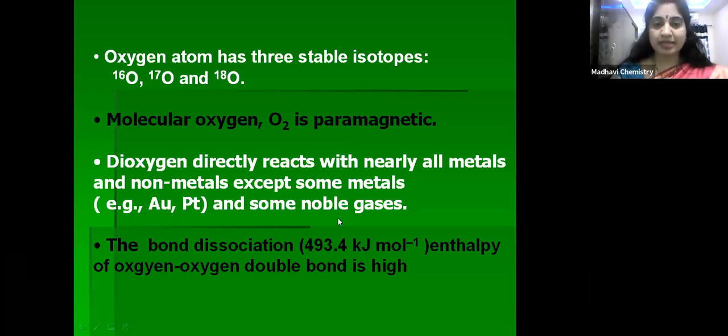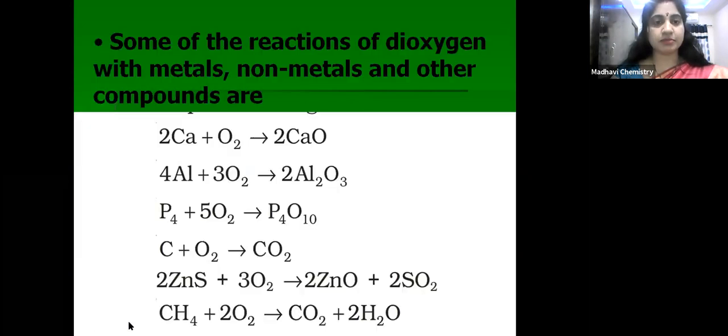Next, bond dissociation enthalpy. A double bond is present between the oxygen atoms, and the bond length is also very small because oxygen is a very small atom. That's why 493.4 kilojoules per mole of energy is required to break the bond between two oxygen atoms. We just discussed that oxygen can combine with many metals and non-metals except noble metals, is it not? So it can react with metals and non-metals.